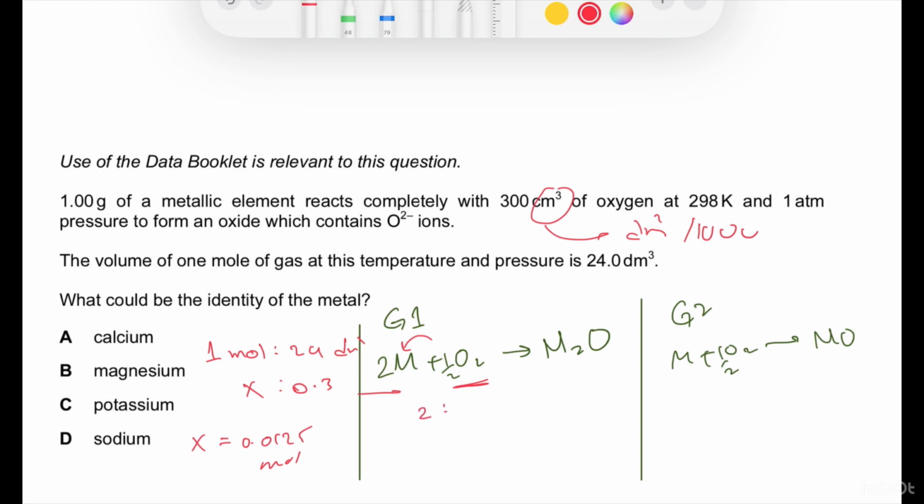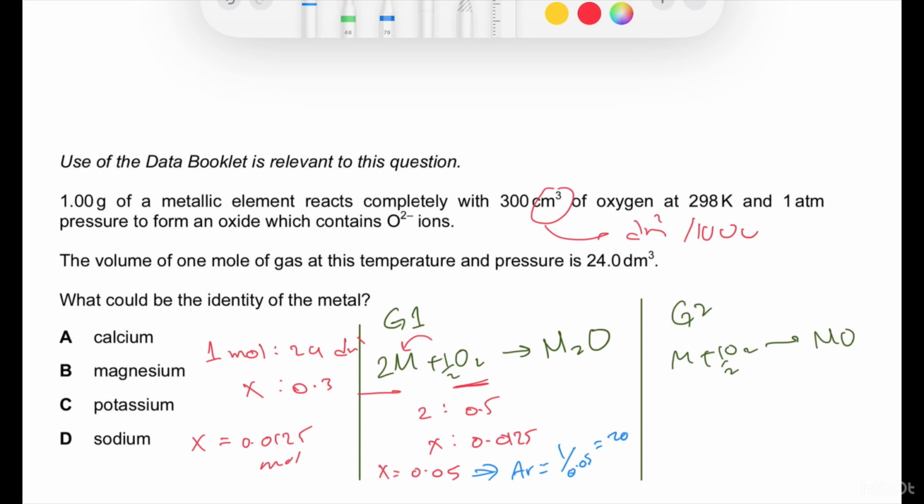All right, so let's make a mole ratio here. You have 2 to half. How many moles of oxygen do you have? You have 0.0125, and here we have X. Then the moles of metal here is equal to 0.05. And now let's do the Ar. The Ar is equal to 1 gram over the moles, and then your answer is 20. So this is a possible answer, and let's go to the second one.